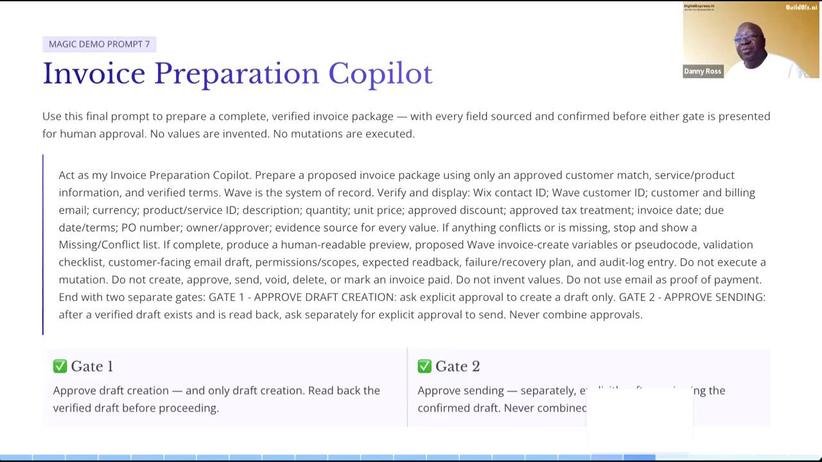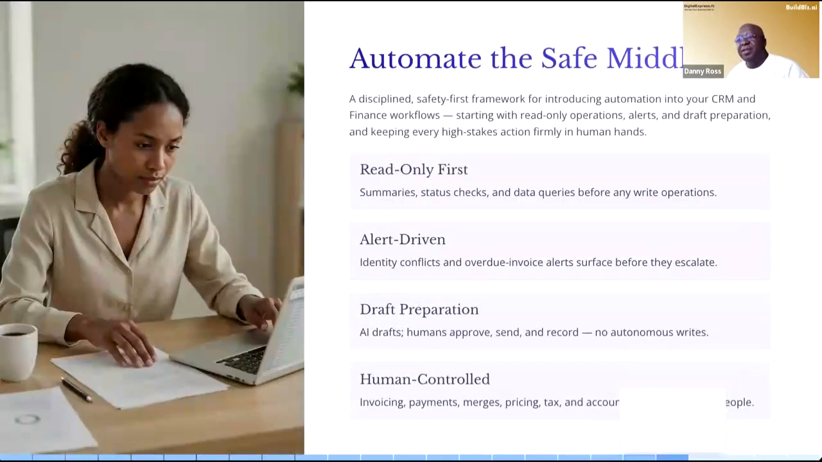And the same thing with the last part here, the invoice preparation copilot. This is the critical one because you don't want it accidentally sending out incorrect emails, things like that. So you have the two-gate system and then automation on the safe middle. You can do all different kinds of automations, but the human has to click on the actual yes button, if you will, to go forward on the invoices.